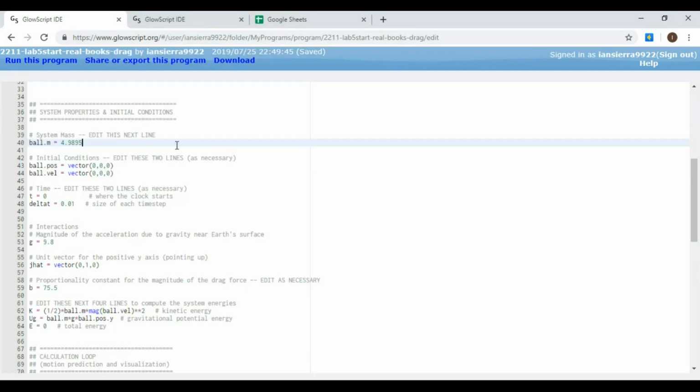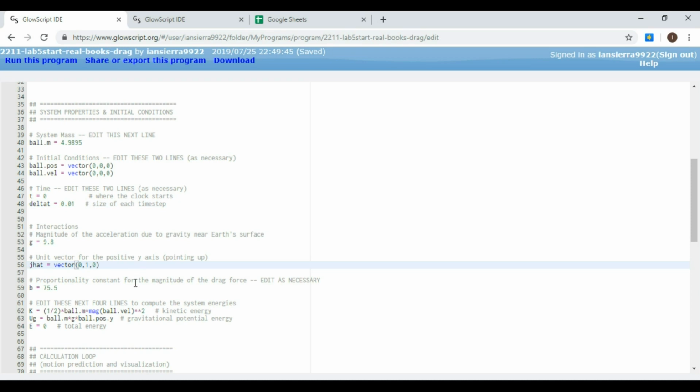I created a separate code for the falling paper and a separate code for the falling binders. We're now looking at the code for the falling binders, and the code between the two are pretty much the same except for a few specifics. In the codes, I had to specify the mass of the object and a small time step. Values for acceleration due to gravity and j hat are also defined to calculate the weight force.